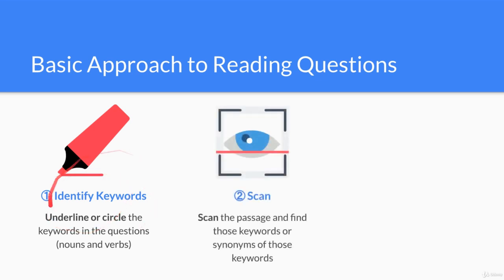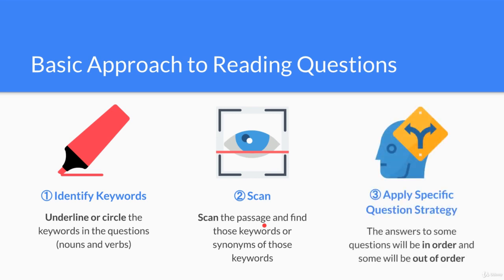Next, once you have identified the keywords, then you are simply going to scan the passage. Don't read full sentences, simply scan the passage and look for those keywords that you have underlined or circled, and also look for the synonyms of those keywords. Then, once you have found those keywords or the synonyms of those keywords in the reading passage, then what you need to do is apply a specific question strategy.